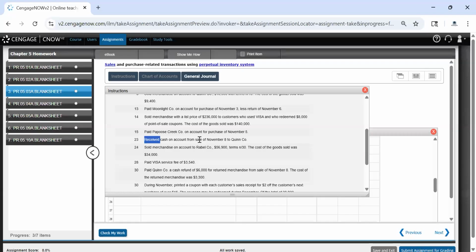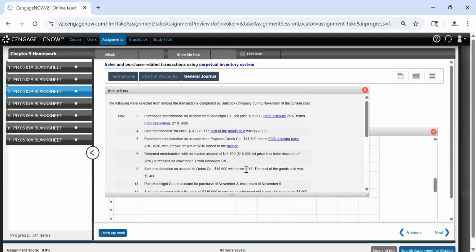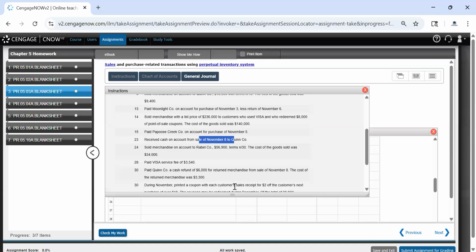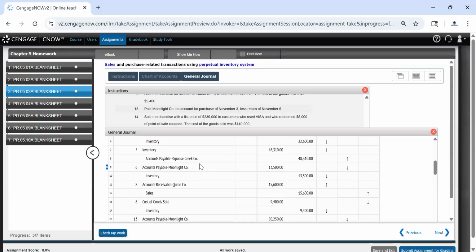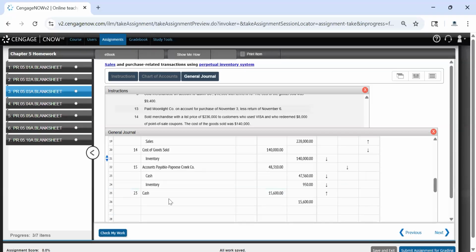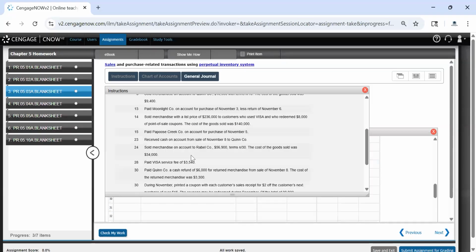Now on the 23rd, we receive cash on account for the sale from November 8th. November 8th, we sold with terms net 15. That means that there's no discount and they must pay within 15 days. So we're going to collect the full amount of the sale here, which was 15,600. And that's on the 23rd. And our accounts receivable from Quinn Company is our other account because it's from Quinn Company.